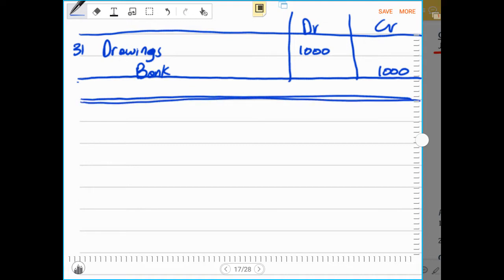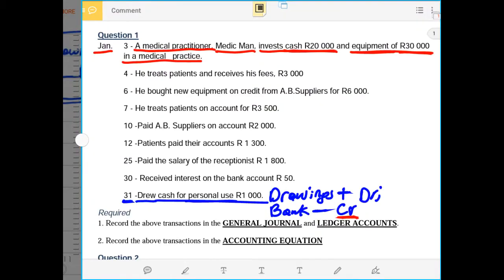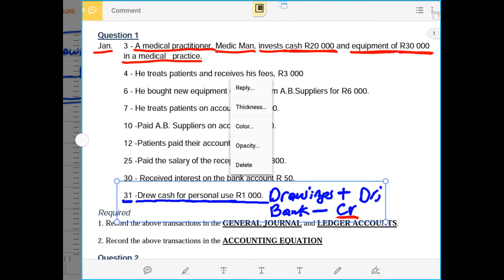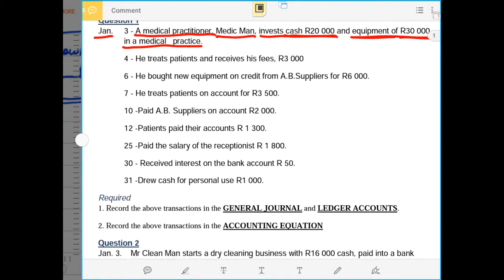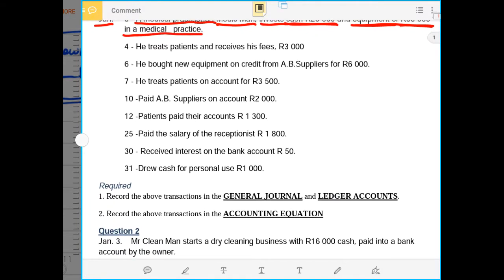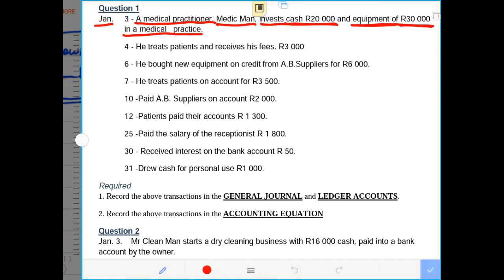After we are done with the general journal, it means that we have covered all that was required in the first requirement. Now we can go to the second part of requirement number 1, which is to compile or to do ledger accounts. So now we'll open ledger accounts for all the entries that need ledger accounts to be opened. Then after, we will do the so-called accounting equation.